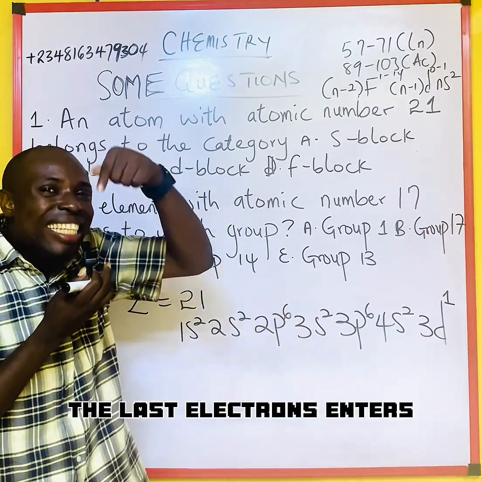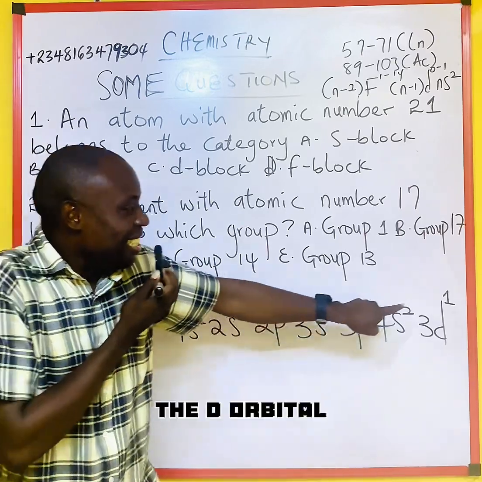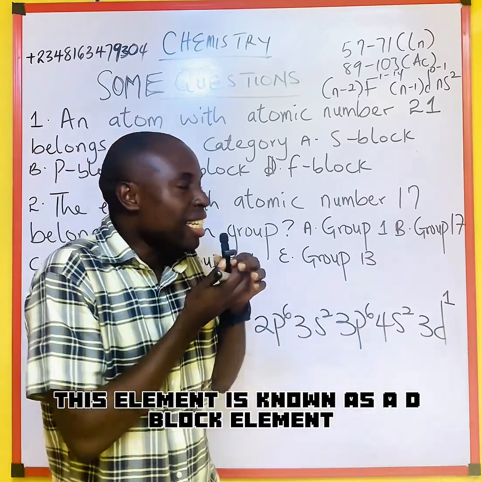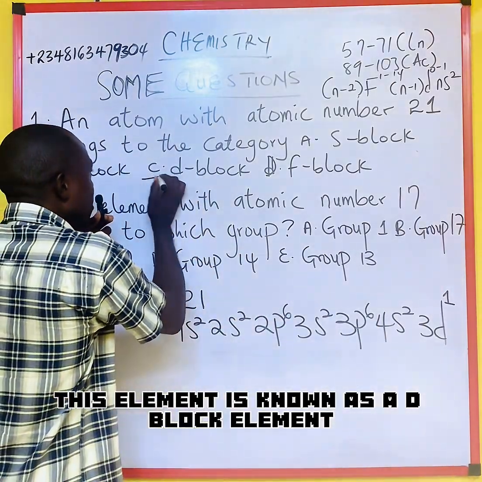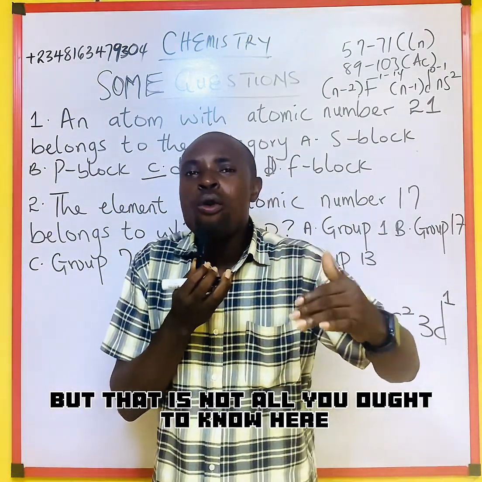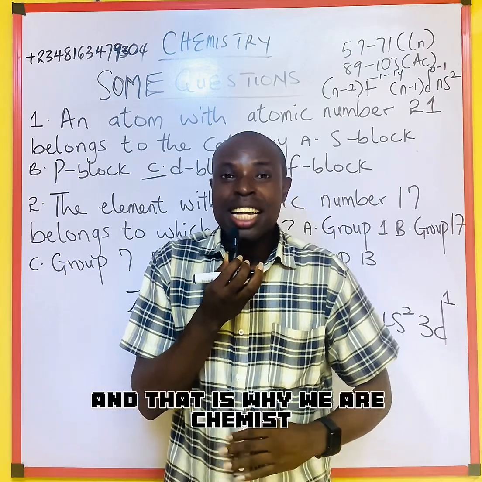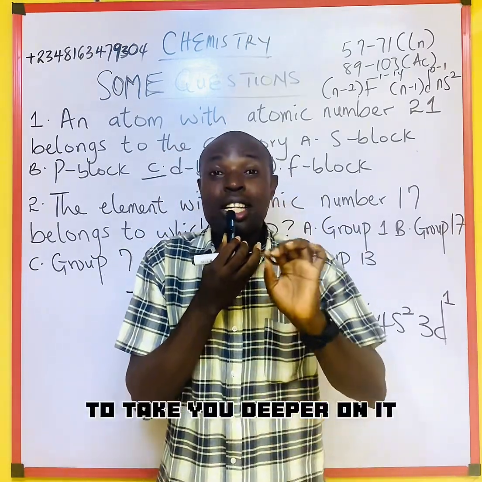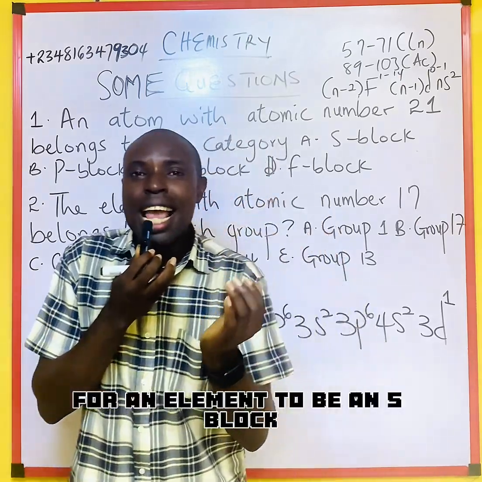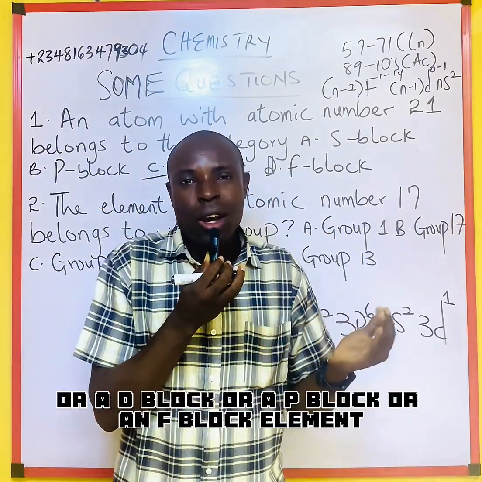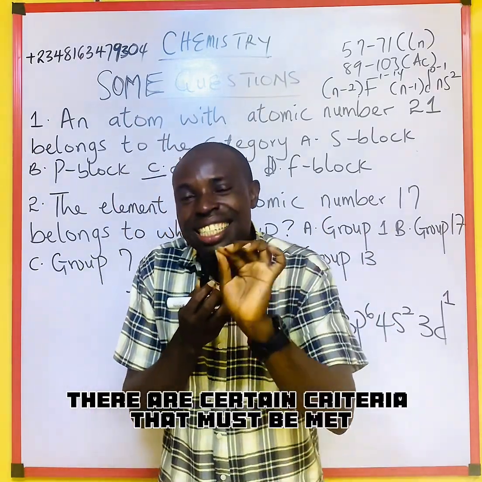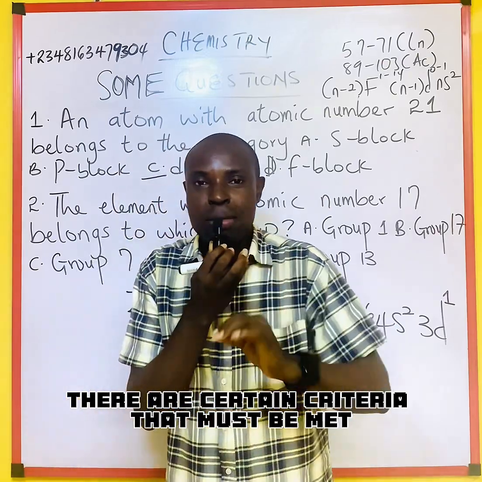Now follow me. Because the last electron enters the d orbital, this element is known as a d block element. So the answer is C. But that is not all you ought to know. And that is why we are chemists, to take you deeper on it. We should understand that for an element to be an S block, D block, P block or F block element, there are certain criteria that must be met.